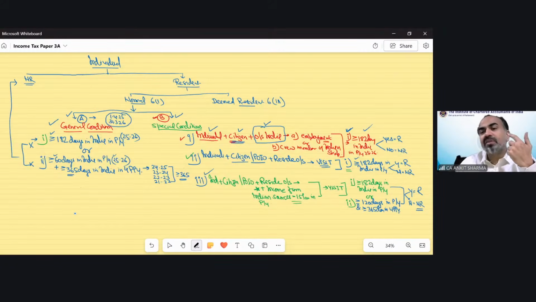If you fall in the third category, which is similar to the second category of B, in that case there are two conditions you need to check. First is the same, but in the second, only 120 has replaced 60 days. So 120 in the previous year and 365 in the 4 preceding years is the condition you need to check in this category. If any of these conditions is fulfilled, resident, else you would be a non-resident.